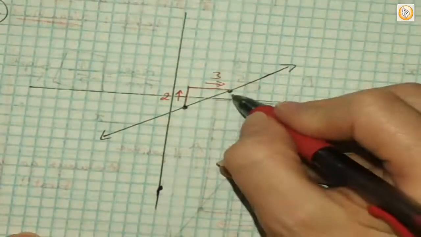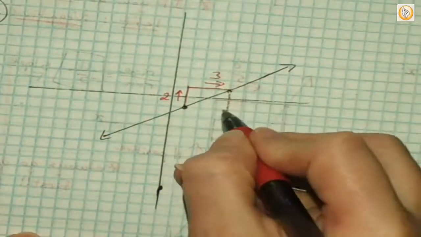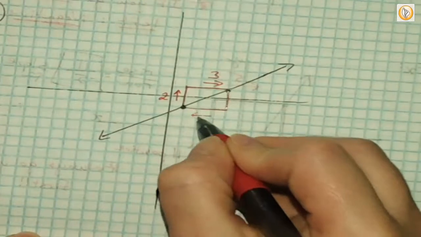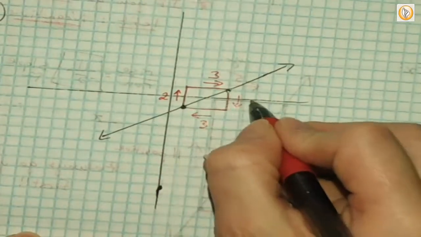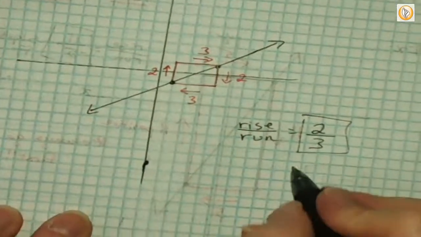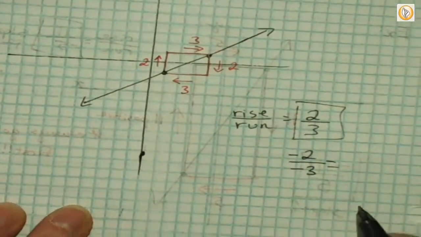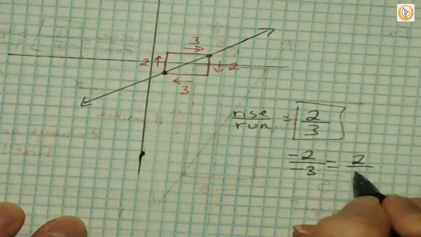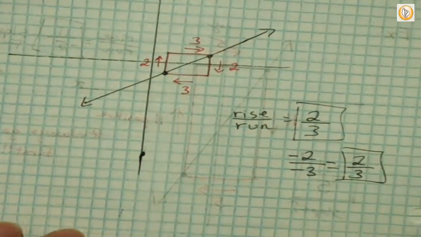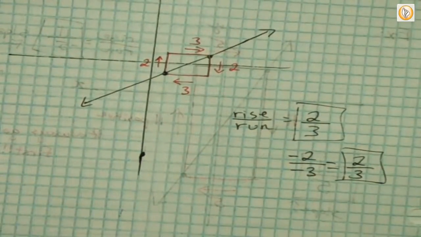Now she could have gone down 2 and left 3. In that case, it would have been -2 over -3, but a negative over a negative is a positive? So it comes out to be the same. Any questions?